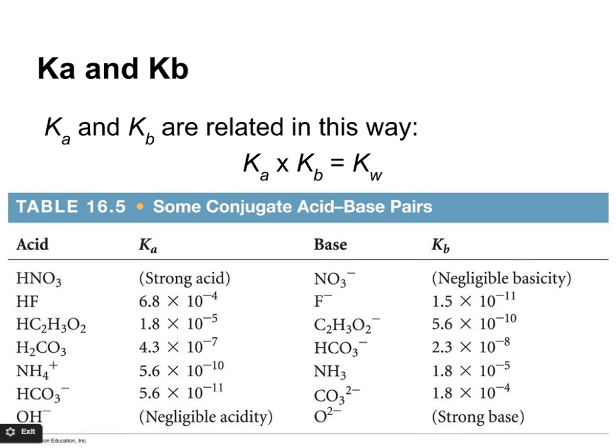There's a special relationship between Ka and Kb. Ka times Kb is equal to Kw, 1 times 10 to the negative 14th. So, if you know one of them, you can always solve for the other by dividing Kw by the thing that you know.